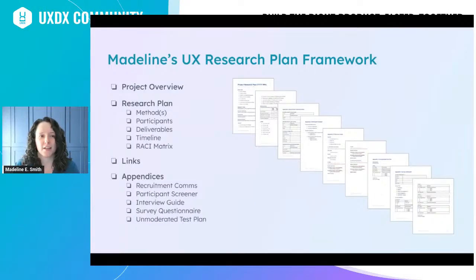My template includes a couple different sections. The first thing is a project overview. Then there's the section that is the research plan itself. That's including what research methods we're doing, what participants are involved, what the deliverables are, the timeline, and a RACI matrix. I always include links to other files and documents relevant to this project. And then I include some number of appendices depending on what is relevant for that particular project. That might be recruitment messaging, participant screeners, the interview guide, the survey questionnaire, or the test plan if you're using an unmoderated platform.